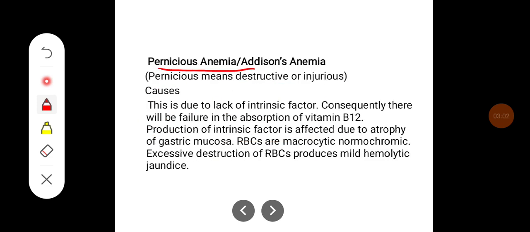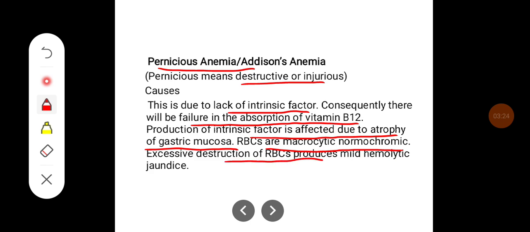Pernicious anemia. Pernicious means destructive or injurious. The cause here is the lack of intrinsic factor. Consequently, there will be failure in the absorption of vitamin B12, and production of intrinsic factor is affected due to the atrophy of gastric mucosa. RBCs are macrocytic and normochromic. Excessive destruction of RBC produces mild hemolytic jaundice as well.